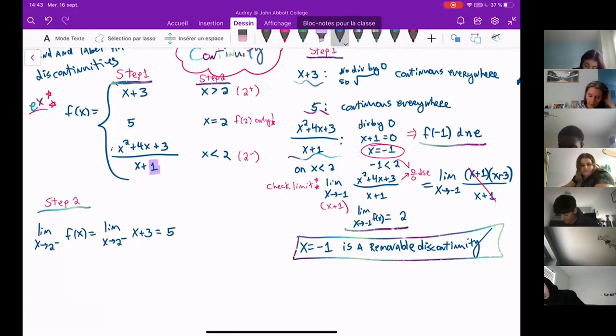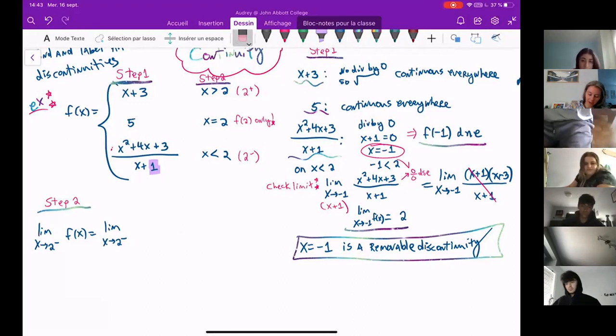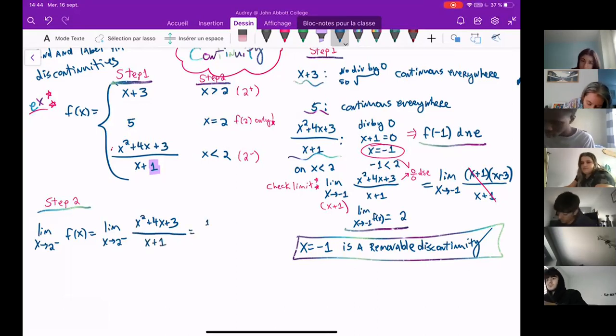I'm sorry. Wow, not x plus 3. Oh my God. My head hurts, guys. I'm sorry. 2 from the left. Which function do I go to for 2 from the left? Do I go to x plus 3? No, I go to the bottom function. My bad. So I get x squared plus 4x plus 3. Clearly, you guys have to be paying super attention today because my brain is not at its best. Over x plus 1. And when I plug in here, I get 15 over 3, which is 5.